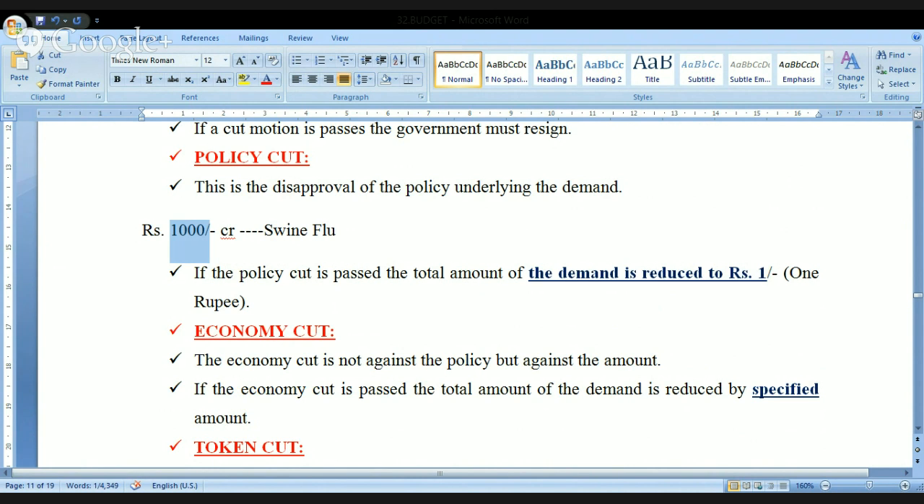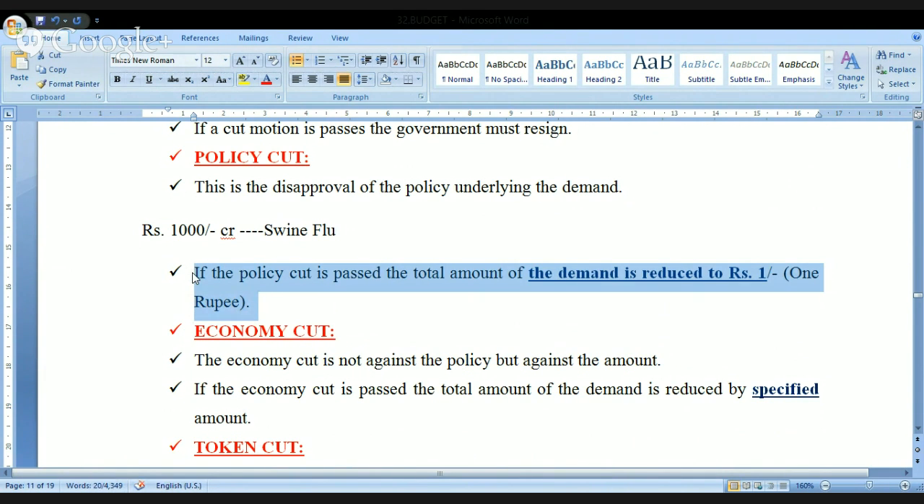But once the opposition parties demand for the policy cut, if they introduce it and if the policy cut is passed, then they are against the concept of the policy, whatever may be the policy here. If the policy is cut, then automatically the total demand is lost. The total demand will be gone. That is the meaning of the policy cut. Look at this. What will happen if it is passed? If the policy cut is passed, then the total amount of the demand is reduced to rupees 1.